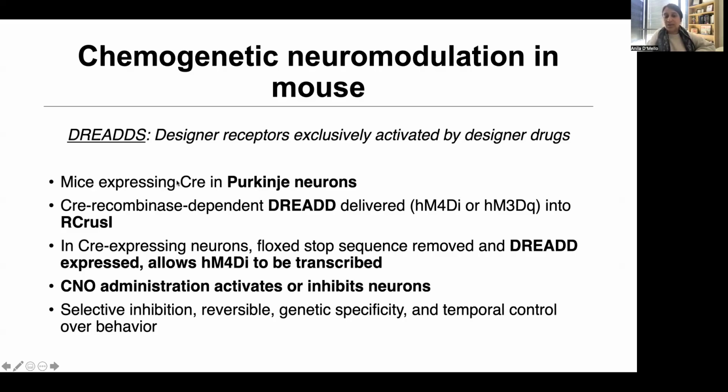You have a group of mice expressing Cre in Purkinje cells. Via a viral vector injection, you can deliver Cre recombinase-dependent DREADDs to right Crus 1 specifically. This is a Cre-loxP system, so in only Cre-expressing neurons you can remove the stop sequence, allowing the DREADD to be expressed. In this case, this is an inhibitory DREADD. They also did this for excitatory DREADDs in mouse models of autism. Then upon administration of a certain drug like CNO, that can activate or inhibit these specific neurons.